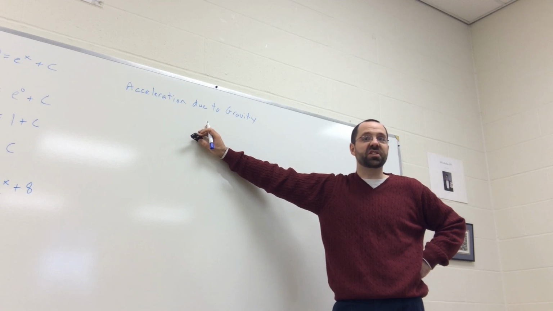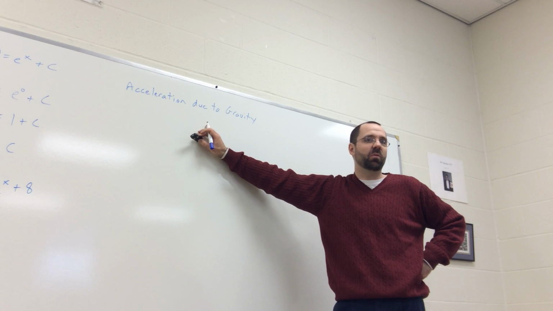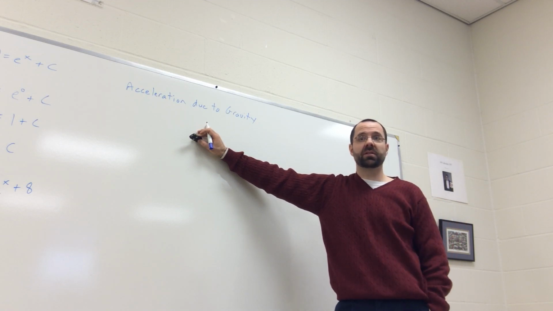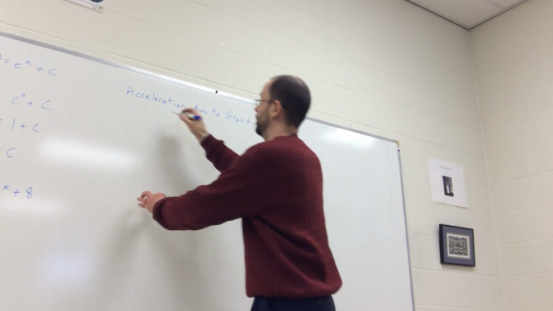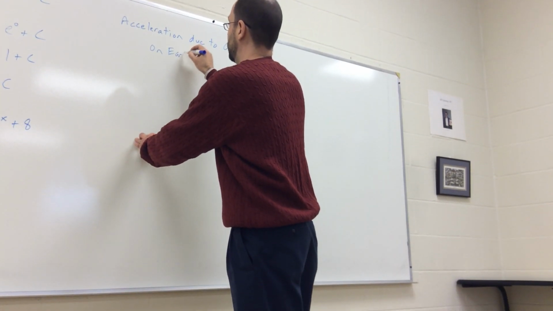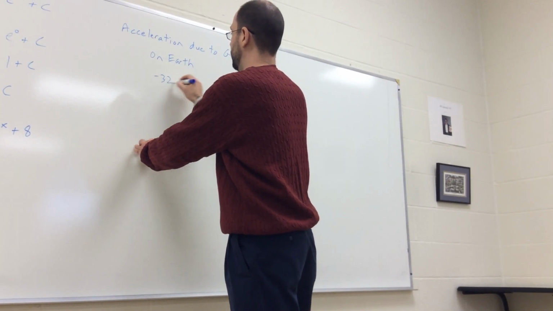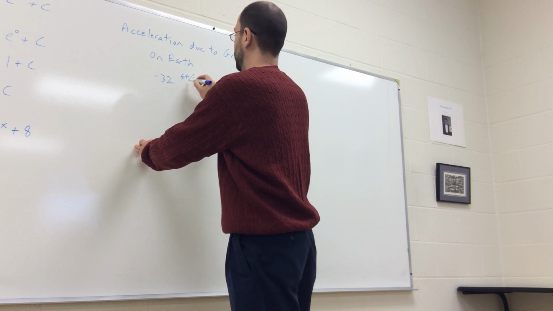Okay, so there is acceleration due to gravity. We all knew that. We just don't usually call it that. But what we're saying is that something will speed up because of gravity. Okay, now on Earth, things speed up more quickly than they do on the moon. There's a stronger pull of gravity on Earth than there is on the moon. So we need to know the specific acceleration due to gravity on the Earth. And it is negative 32 feet per second every second.